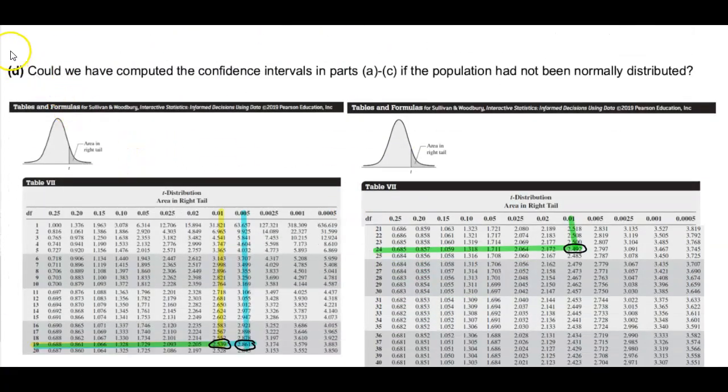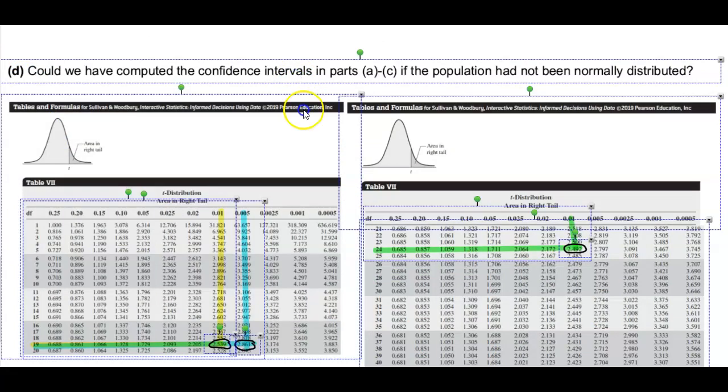So let me go ahead and move this down just a tiny bit here to create a little bit more room.